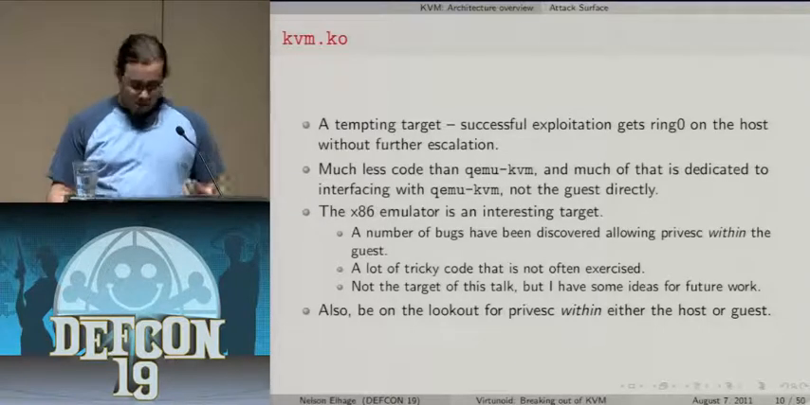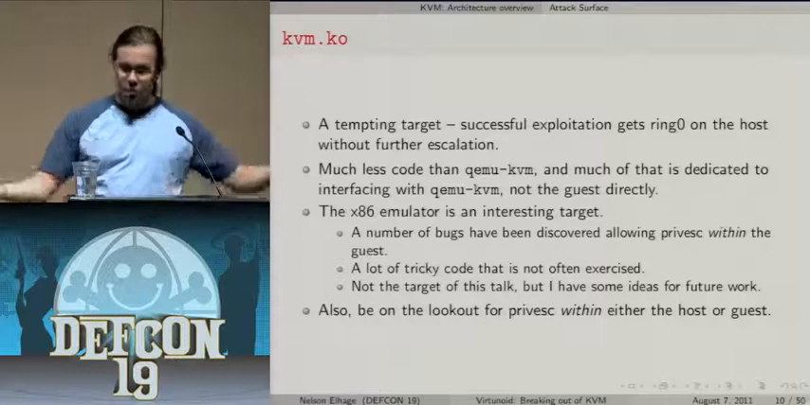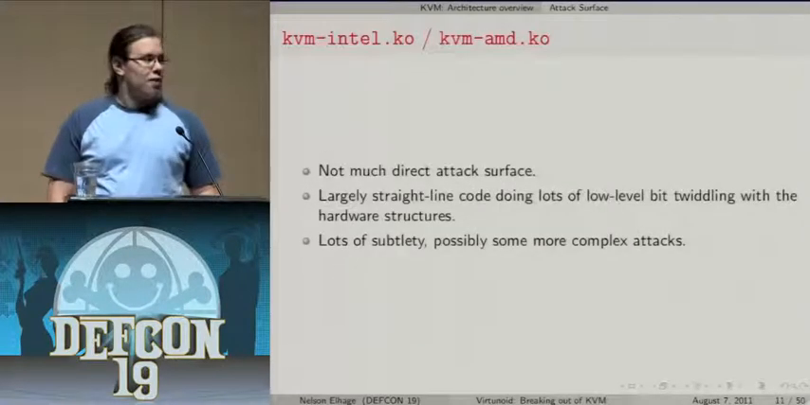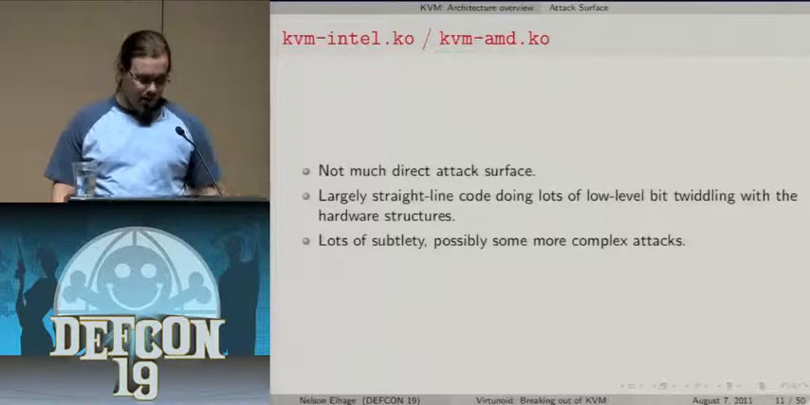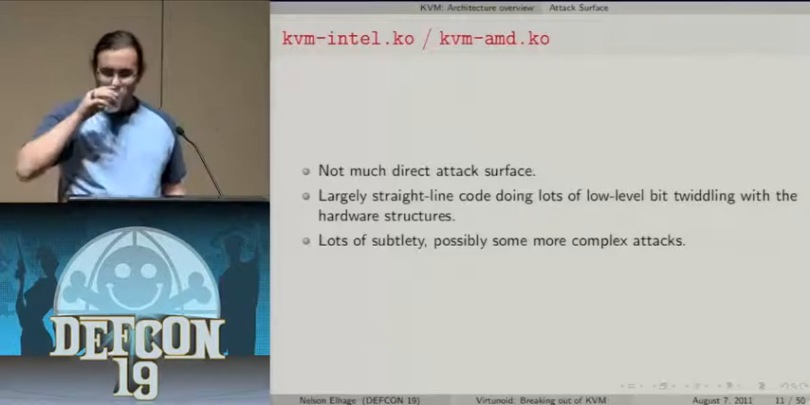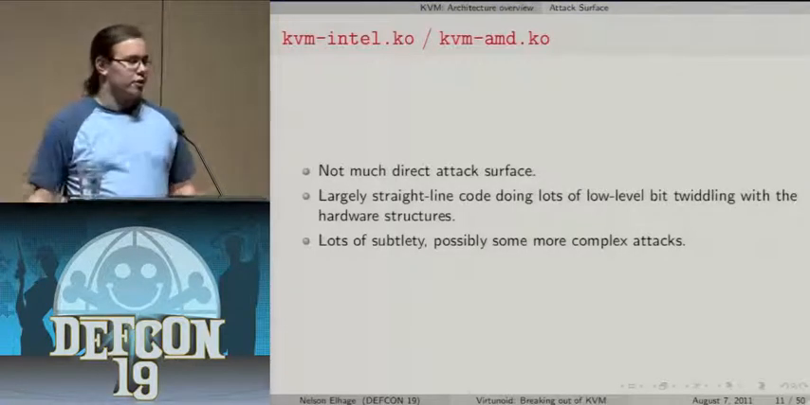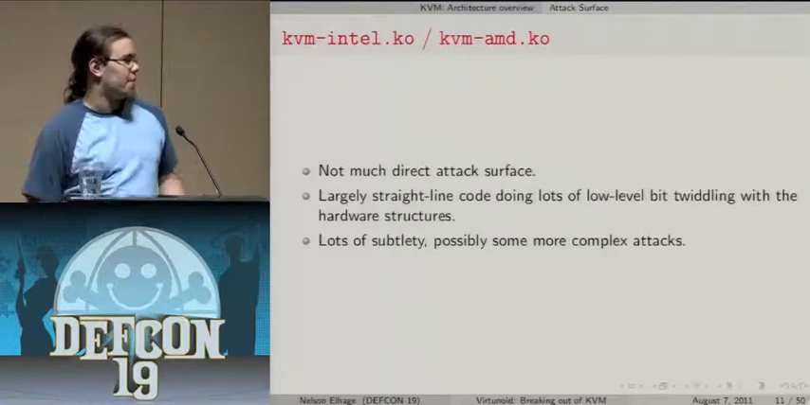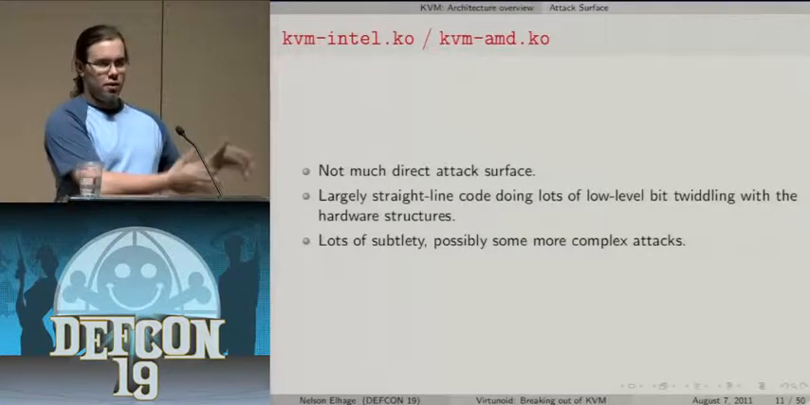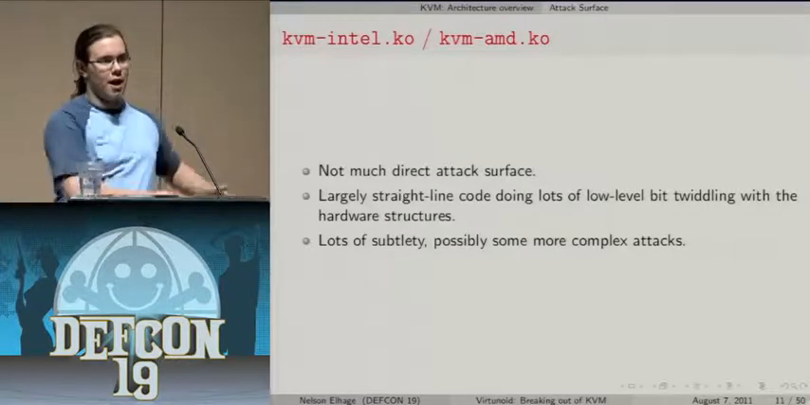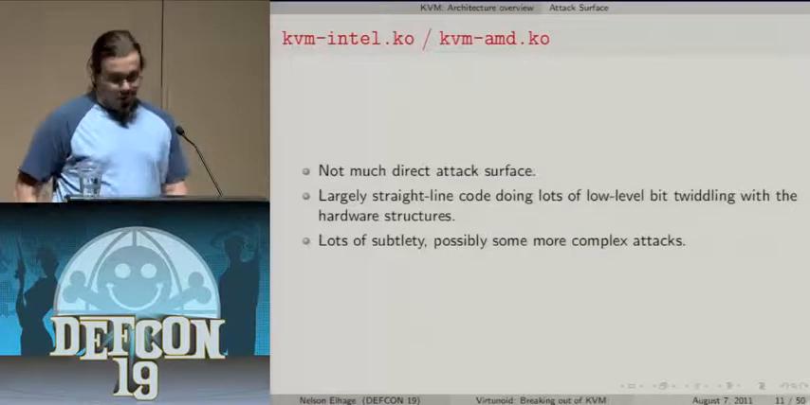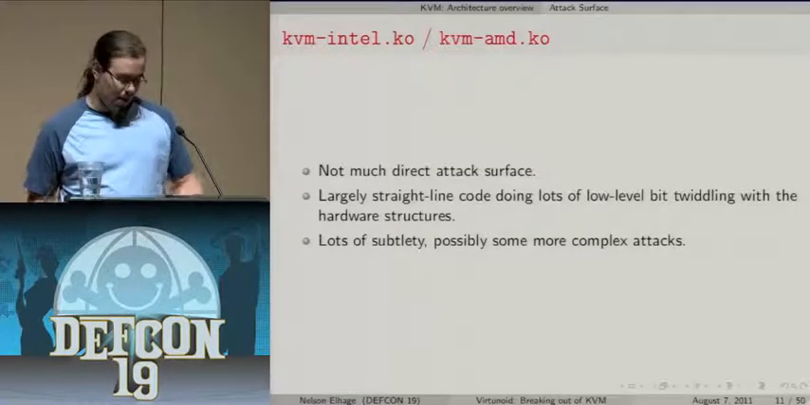That x86 emulator that I mentioned is definitely an interesting target because there's a lot of code there that is rarely exercised because the emulator is only used in some edge cases. And whenever I'm auditing a system, lots of subtle code that's rarely used is the first place that I look for bugs. There have been a number of interesting bugs there that allowed privilege escalation within a guest because of bugs in the x86 emulator. So there is a bit of a track record of bugs. Those aren't as interesting as breakout bugs, but again, it's a hint that this is an interesting place to look.